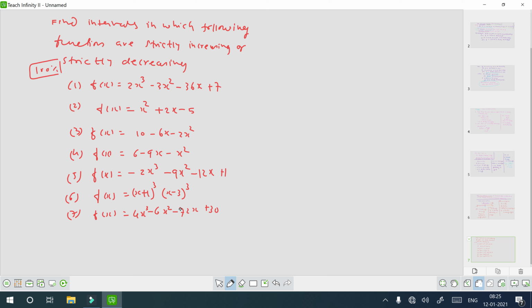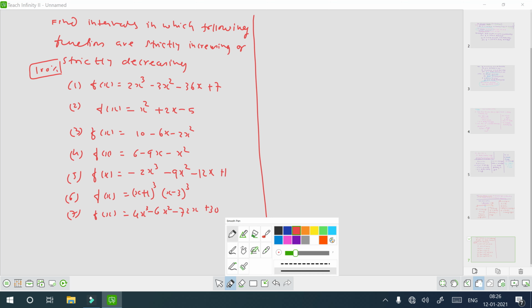Definitely, one example based on this pattern. Find intervals where it is increasing or decreasing. Now see here. Before starting, let us start with one example. Let us see the first one.